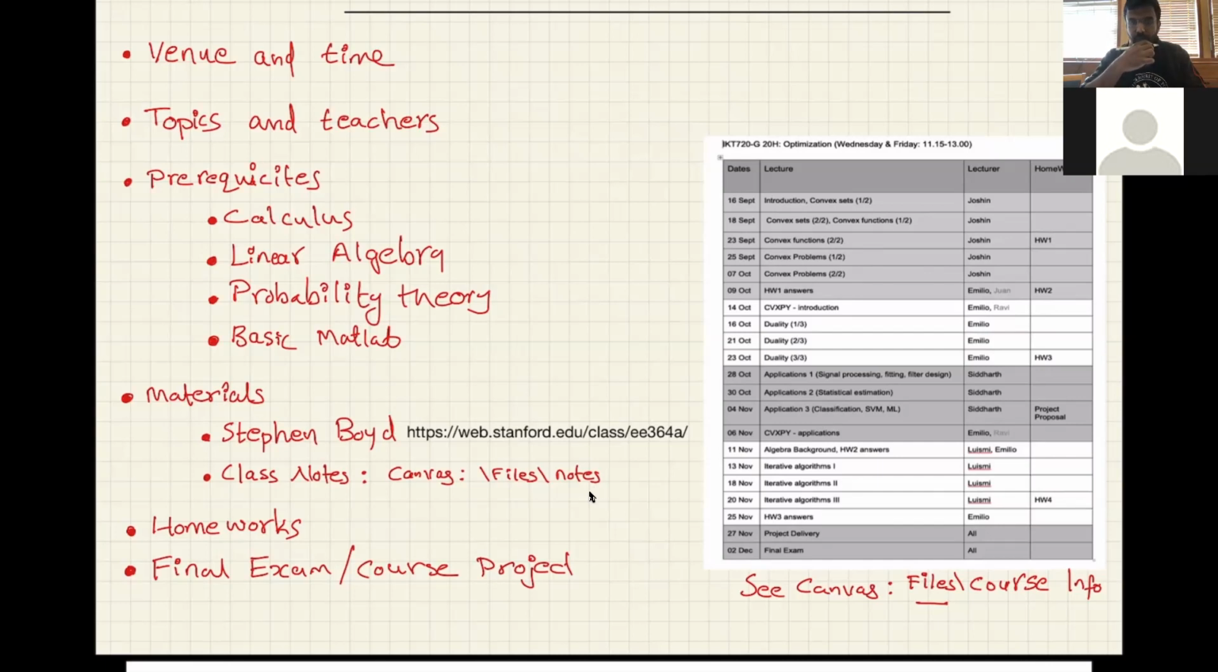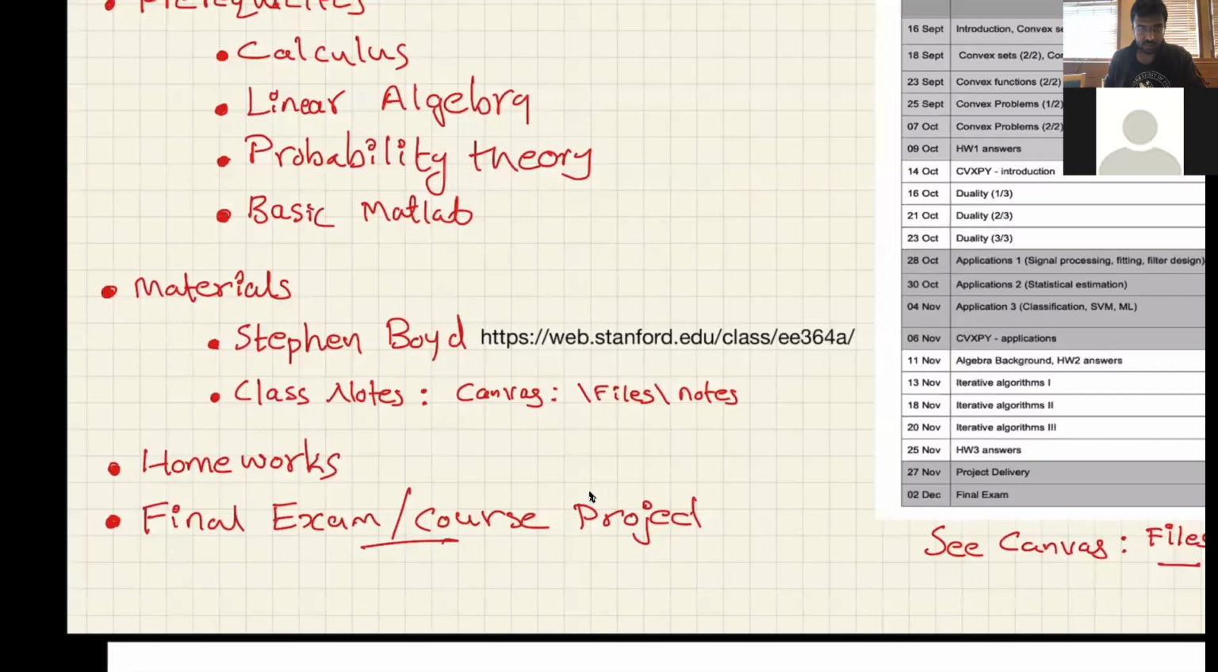And homeworks: we will be having several homeworks. As of now we are planning 4 homeworks, and they will be delivered to you on time, and you are expected to solve and submit them back. The course will also have a final exam or course project. Usually this is a choice for the student. You can choose either a final exam or a course project. Fine.